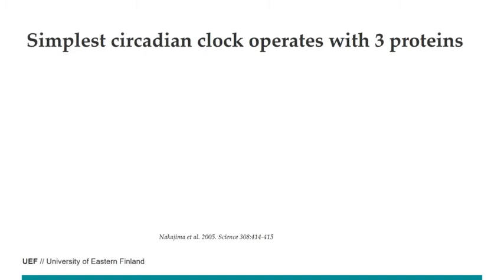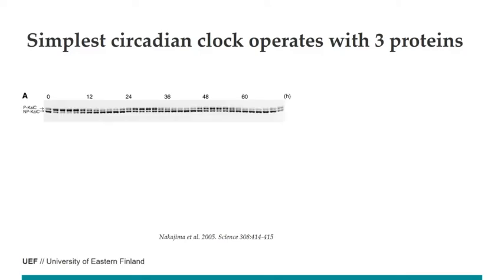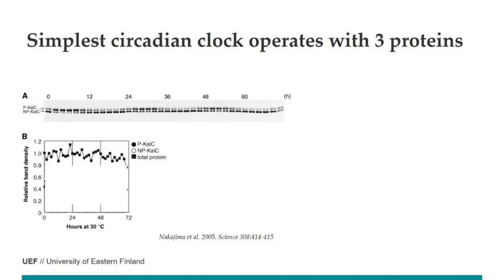So the simplest circadian clock works with only 3 proteins. Over here you can see protein levels of KaiC protein, and it has 2 forms, either with the phosphate or without the phosphate. And the total amount of this protein in a test tube is pretty constant for the 3 days, but the phosphorylation is having a cycle. In the original picture at the top, you can see that the top line or the bottom line is thicker: in the beginning the top line is thicker, then 12 hours later the bottom line is thicker, etc. So that's why the phosphorylation varies. It's either phosphorylated or not phosphorylated.